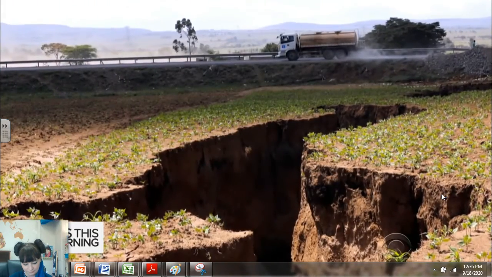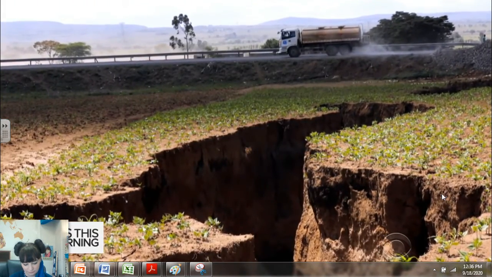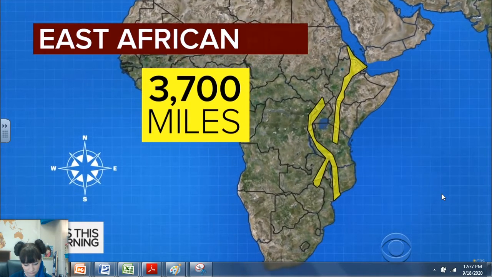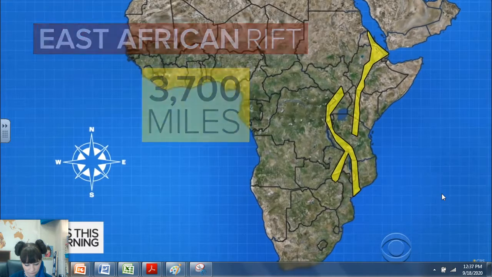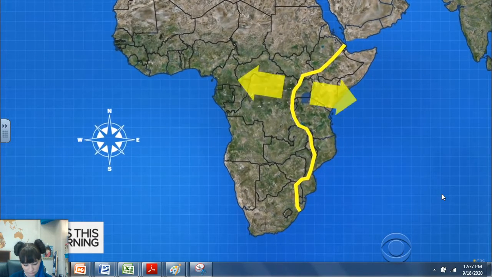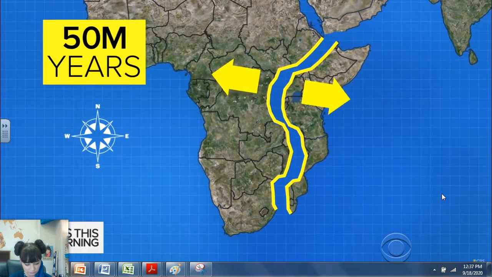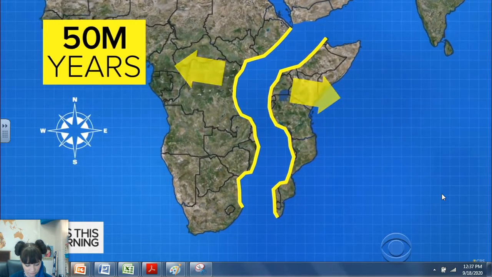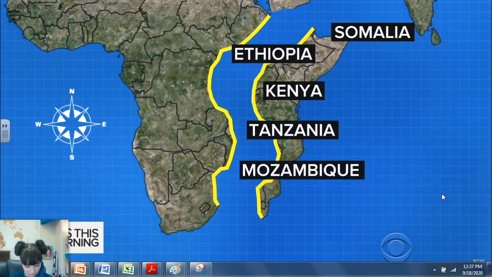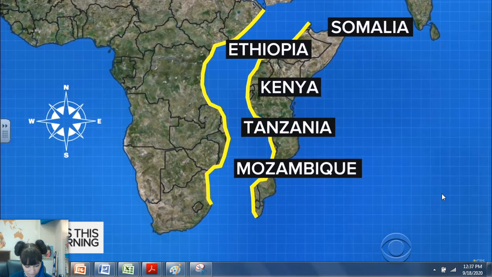Although that won't happen for a very long time, says geologist Ben Andrews. Fortunately, this does not occur instantly. So we're many tens of millions of years away from having two continents. The crack in Kenya sits along the 3,700-mile-long East African rift. Geologists say that rift is growing larger as two tectonic plates move away from each other. As this movement continues over the next 50 million years, a large chunk of the continent will eventually split off, creating an island that will consist of parts of several African nations.